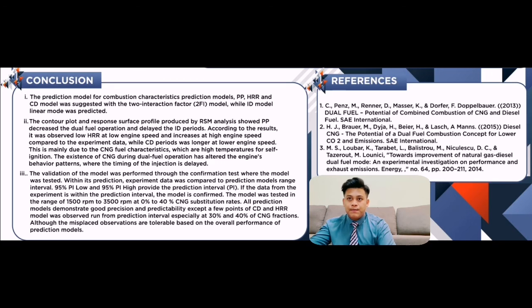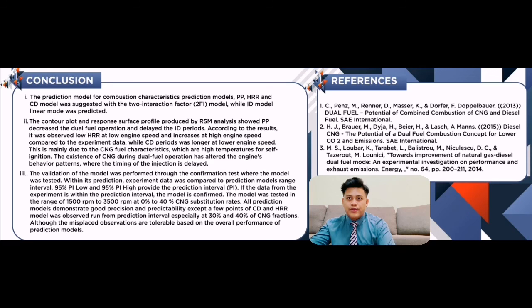As we can see, the model F value of 111.46 implies the model is significant. There is only a 0.01% chance that an F value this large could occur due to noise. The predicted R squared of 0.9318 is in reasonable agreement with the adjusted R squared of 0.9736. The difference is less than 0.2. Adequate precision for the PP model is 23.888, which indicates an adequate signal. This model can be used to navigate the design space. Standard deviation, mean and CV percent are 0.1906, 9.36 and 2.04.